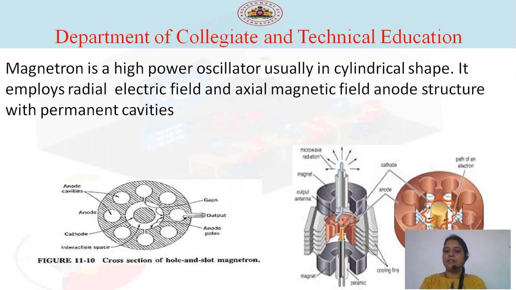Now, starting with the definition of the magnetron. What is a magnetron? A magnetron is a high power oscillator, usually in cylindrical shape. It employs a radial electric field and an axial magnetic field, with an anode structure with permanent cavities. That is, it is a high power microwave oscillator circuit, which is in cylindrical shape. If you observe here, it is in cylindrical shape.